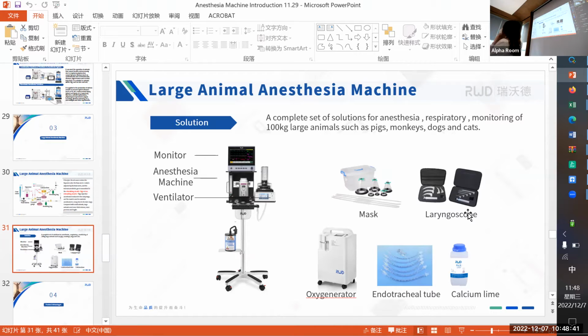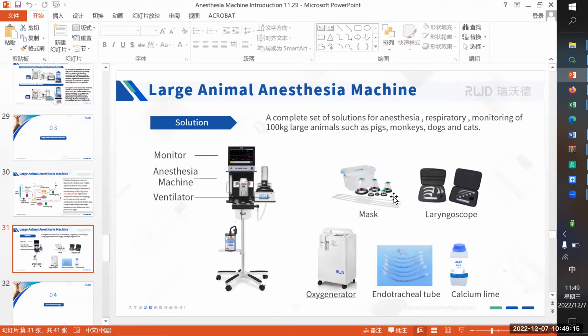Okay, so if there is no RWD, because the animals are small, they use calcium lime to remove the waste. Because for the large animal, there will be a lot of CO2. Maybe they can absorb all of the CO2. Okay, so we need this one. If it's for the large animal, the oxygen level is a must, right?